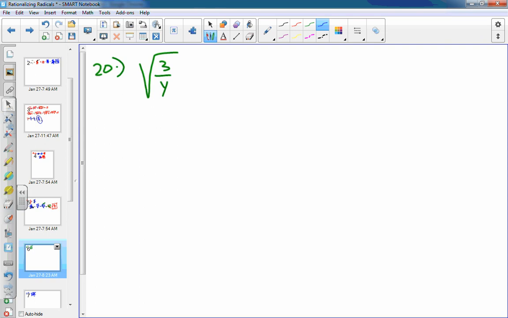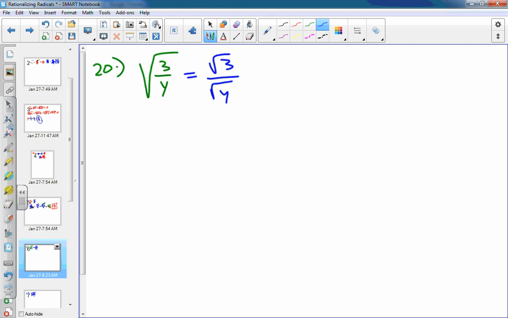Okay, talk to me. What do I do? Right now it's written as one fraction, isn't it? Before you can rationalize, what should you always do? Make it two. So I need to separate this and make this the square root of 3 over the square root of y. Now, how many y's are currently in the denominator?